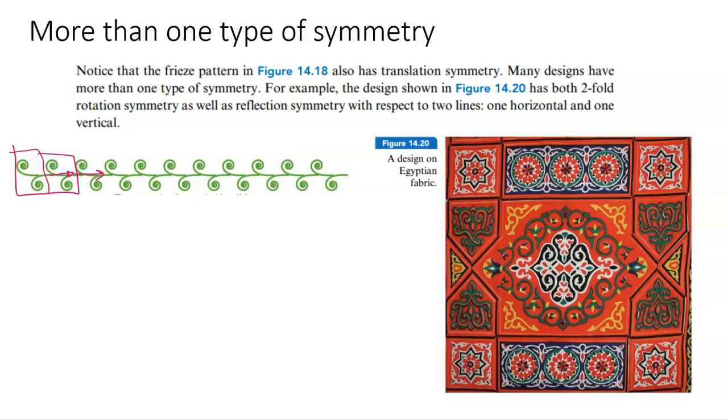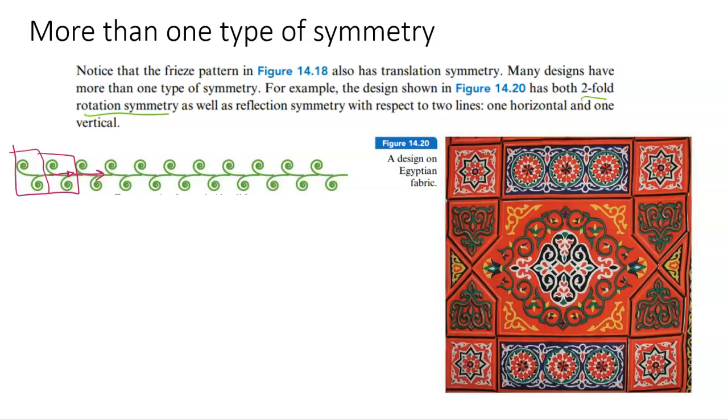Here's another design. It has two-fold rotation symmetry as well as reflection symmetry with respect to two lines. So let's see here. It's got a horizontal line. Let's pick a different color because it's red already. It folds in half that way, so that's one line of symmetry. And it folds in half this way, which is another line of symmetry. And it's got two-fold rotation symmetry.